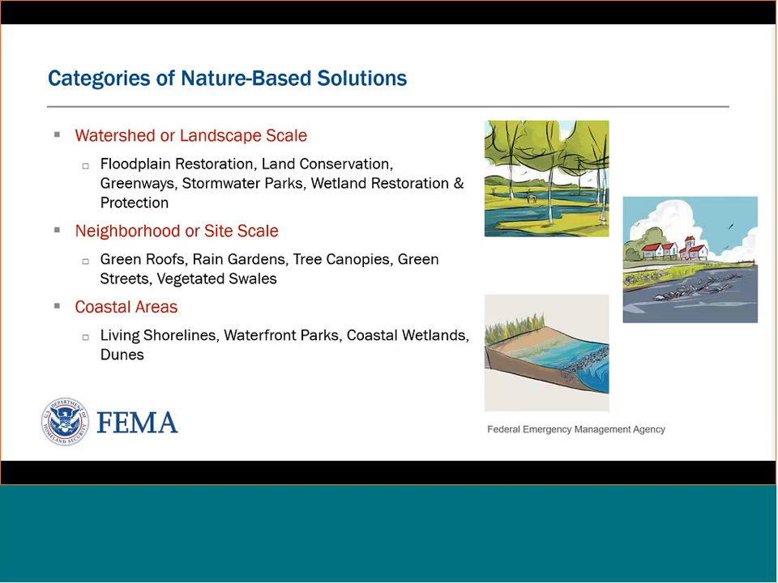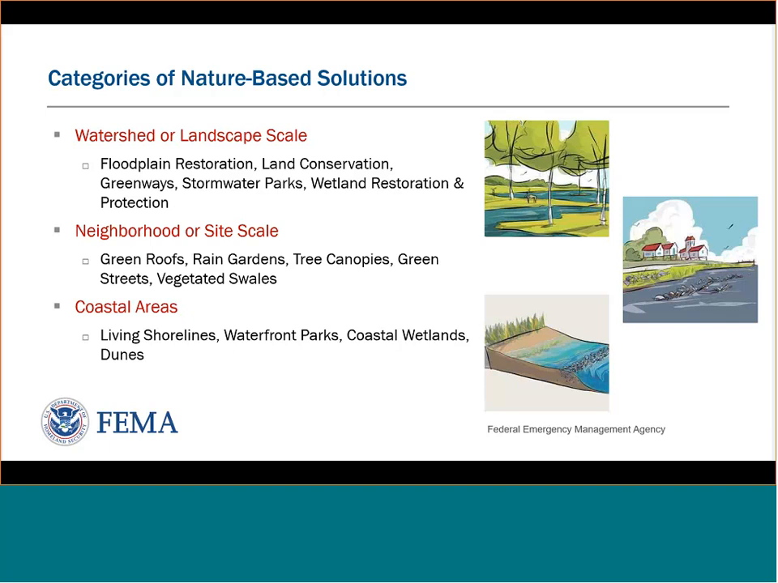Another category is neighborhood or site scale, and examples of that could include green roofs, where vegetation on a roof absorbs rainfall rather than letting it drip to the ground and cause flooding and runoff. And another could be vegetated swales or channels of trees that treat and absorb stormwater as it flows down a slope.